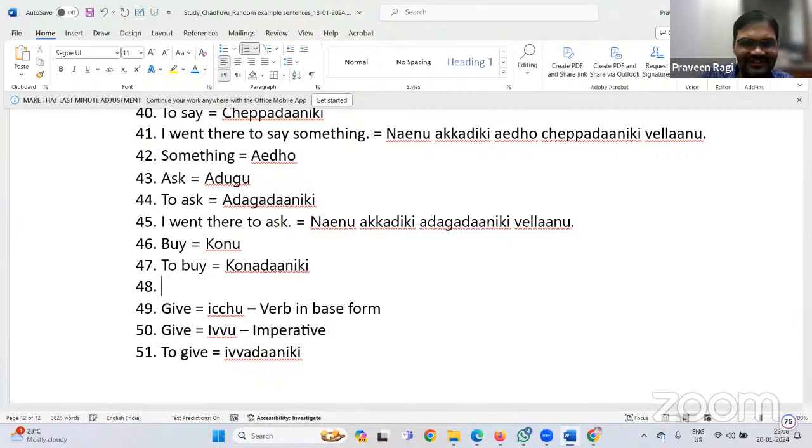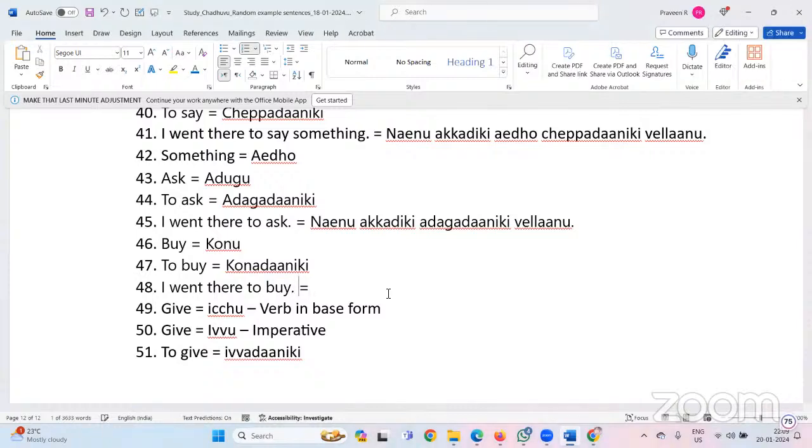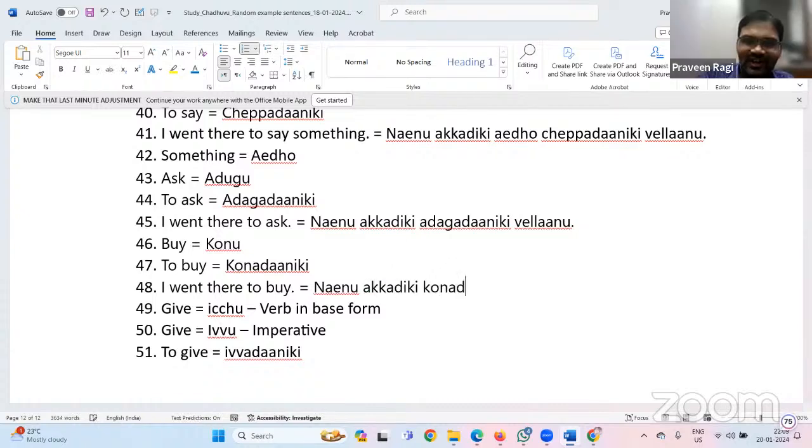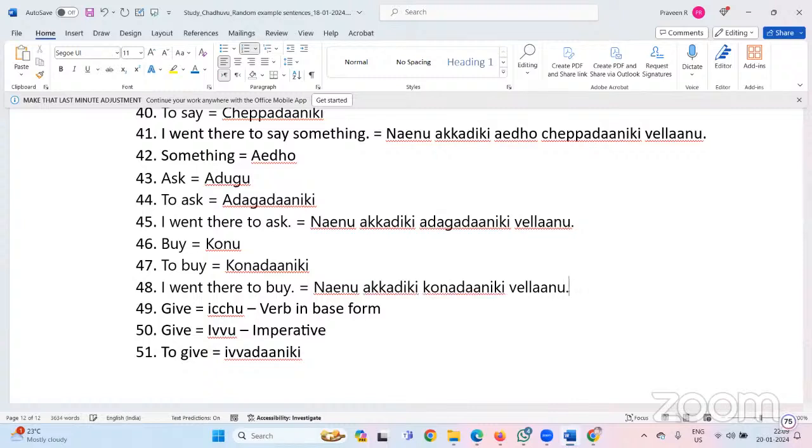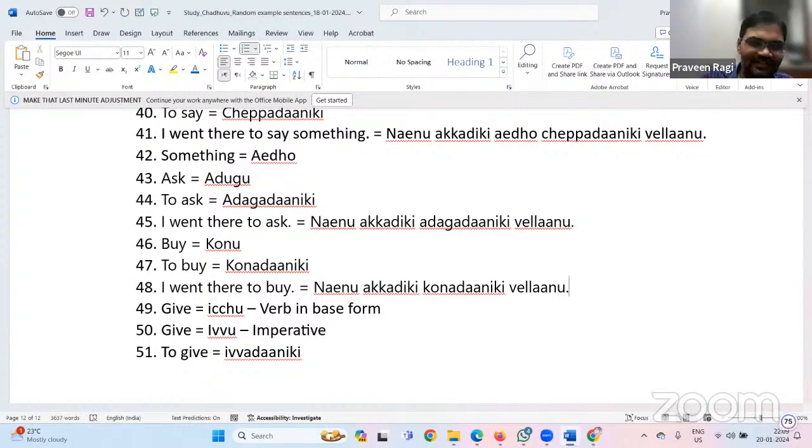Now, next one, let's see the same pattern. I went there to buy. Okay, can you try again? నేను అక్కడికి కొనడానికి వెళ్ళాను. Yeah, నేను అక్కడికి కొనడానికి వెళ్ళాను. When you are practicing, you can put some more sentences in the comment section of this video later with additional vocabulary. For example, I went there to buy a car. I went there to buy so and so. Whatever you went there to buy, you can put in the comment section.